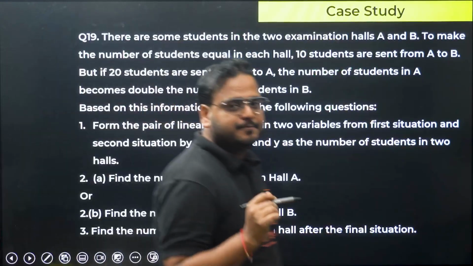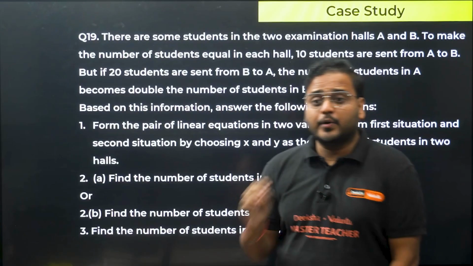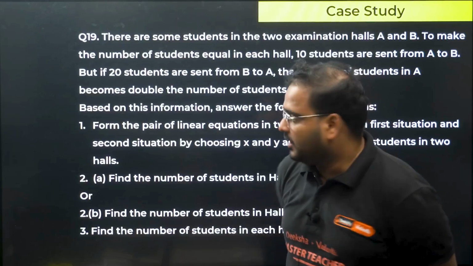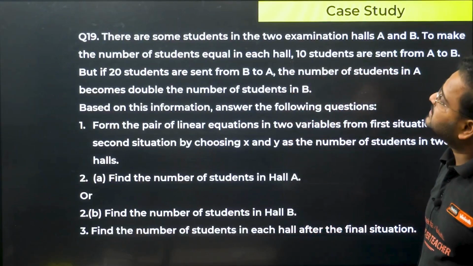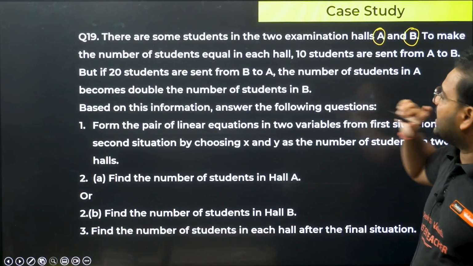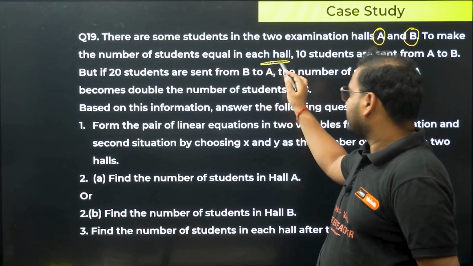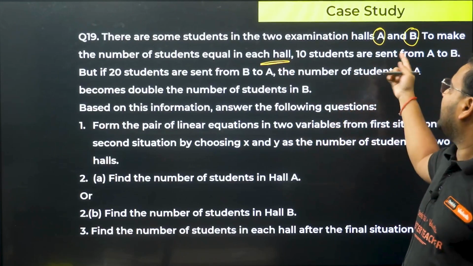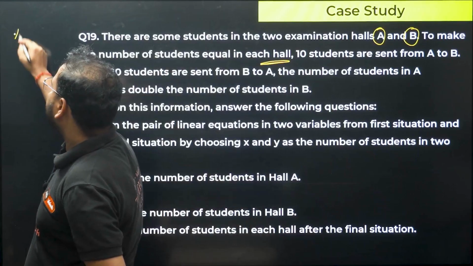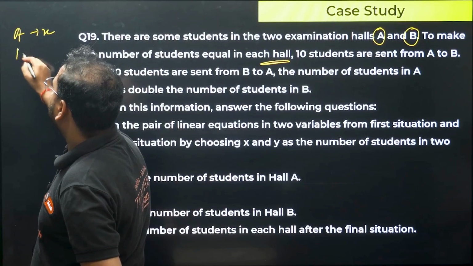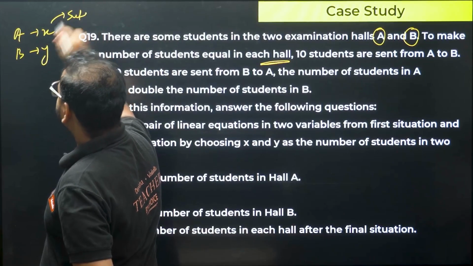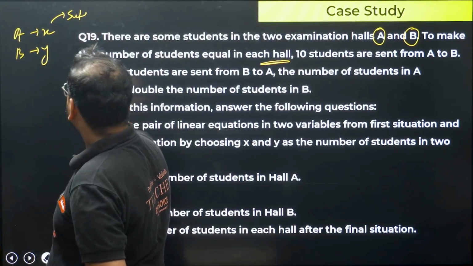Now the last question of the day from the chapter pair of linear equations. Let's complete this case study and we'll be complete with the chapter from algebra. There are some students in the 2 examination halls, A and B, to make the number of students equal in each hall. So basically in hall A there are some students, in hall B there are some students. I'm going to assume that hall A has X students and hall B has Y students. These 2 are students actually.